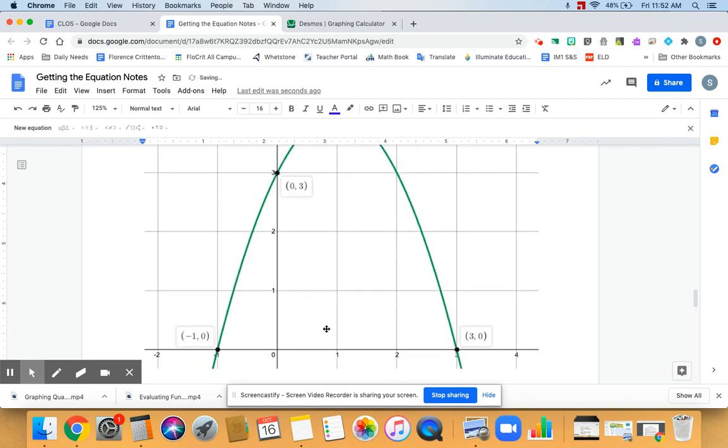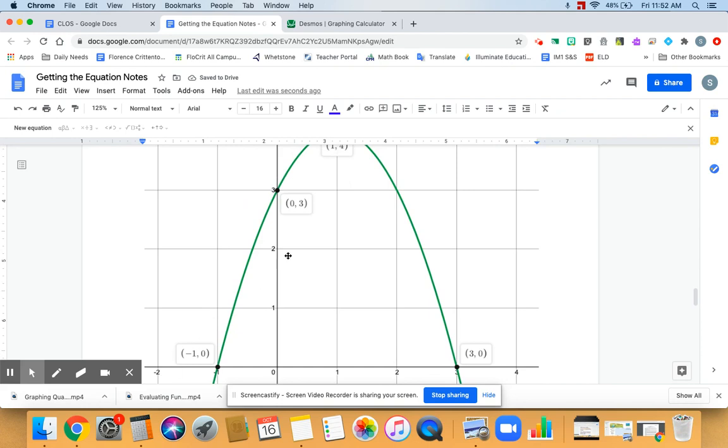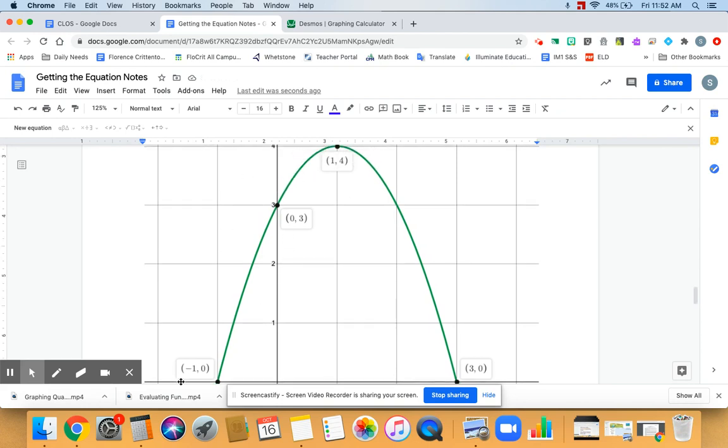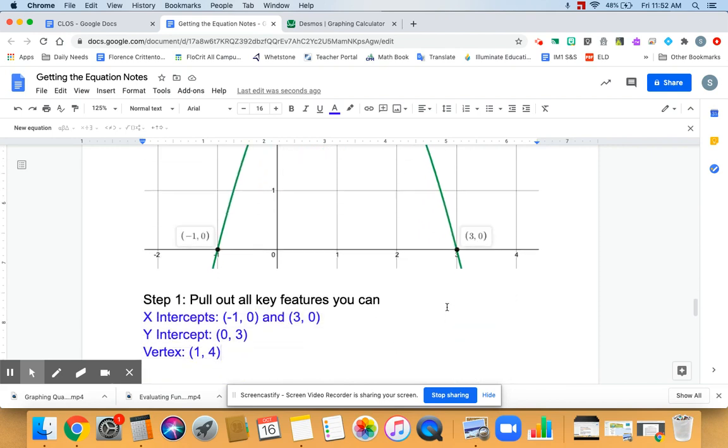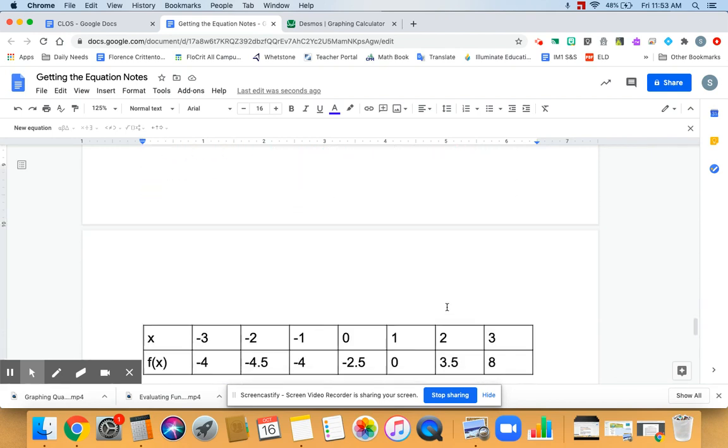And this time around, I showed you what the points were, so you can read them. But know that sometimes these won't be here, and you just have to be able to read the graph and know that this one's -1, 0, for example, or that this one's 3, 0, so on and so forth. So that was step 1 for this one.